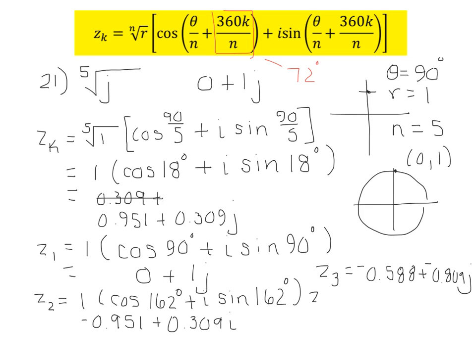To find my fifth root of j, I'm going to need to add 72 degrees to my previous angle measure of 234, excuse me. And I get 306 degrees. Well, the cosine of 306 degrees is 0.588. And the sine of 306 degrees is equal to negative 0.809.